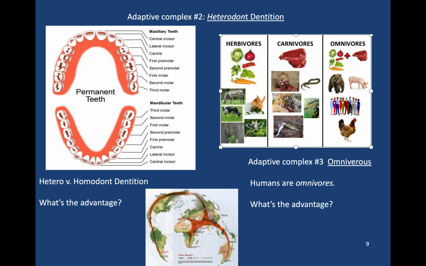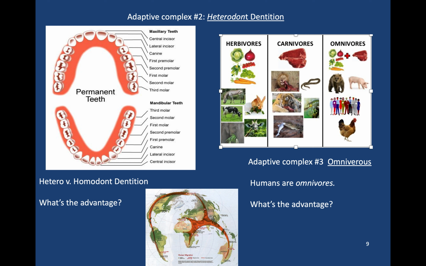All right? Well, it is the next slide in terms of your adaptive complexes. Humans are known for their heterodont dentition. We're not the only ones, but we kind of bring it to a new level. What that means is we have different kinds of teeth that are able to perform different tasks when it comes to food, biting and chewing and that sort of thing. And that allows us, by the way, to exploit different food sources.